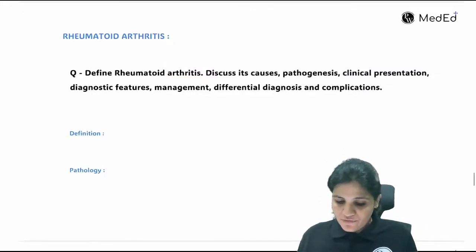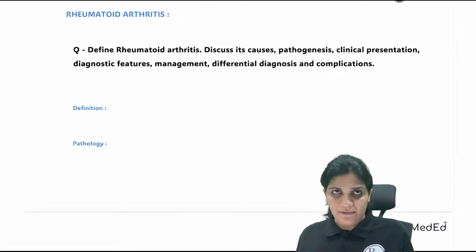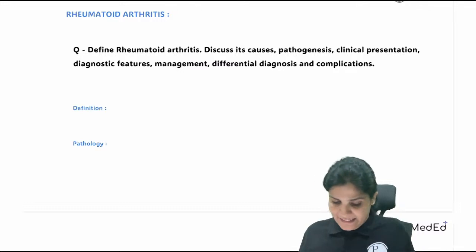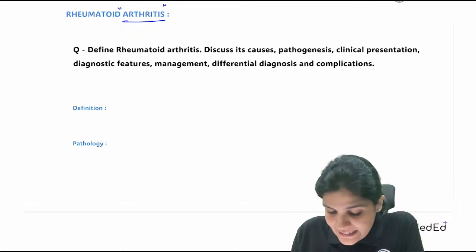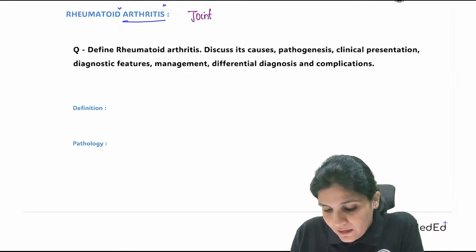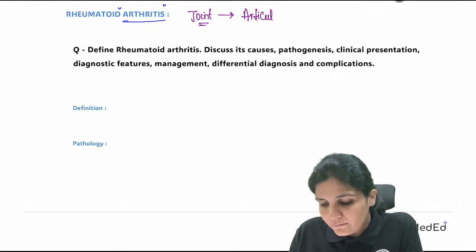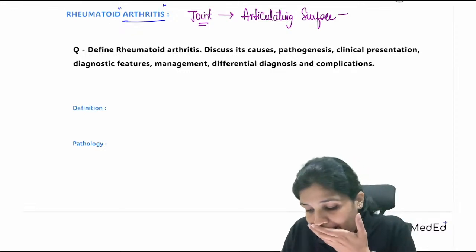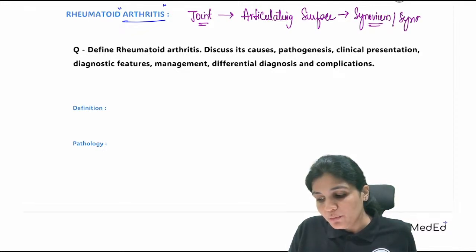Okay, so first, what is rheumatoid arthritis? Again, a very, very important question which comes in your ortho paper. Whenever we say rheumatoid arthritis, we go back to our basics. What is arthritis? Arthron is nothing but joint. What is a joint? A joint is nothing but a part where there are articulating surfaces, and it is covered by synovium and filled with synovial fluid, right?